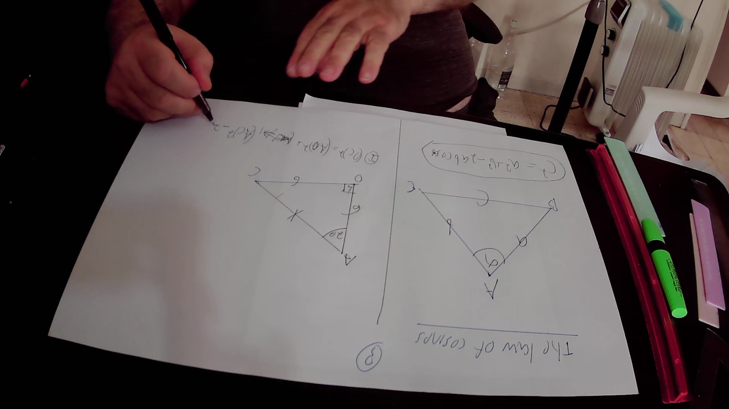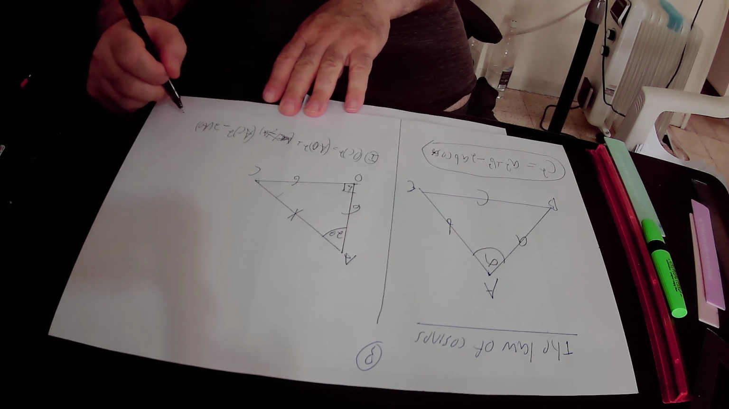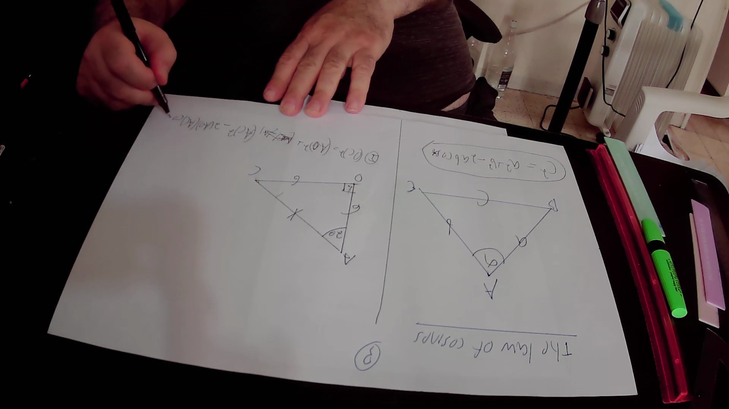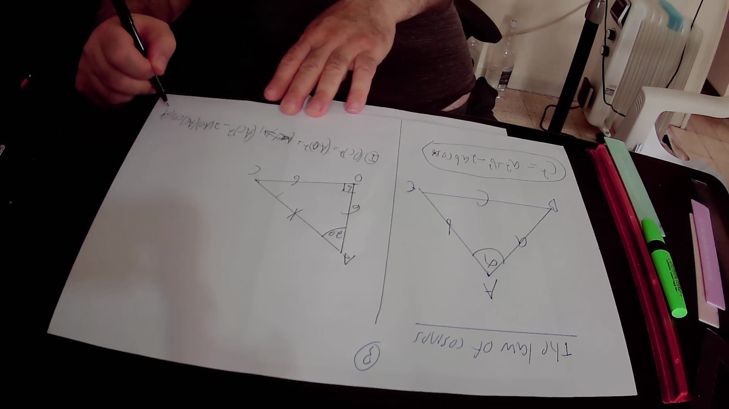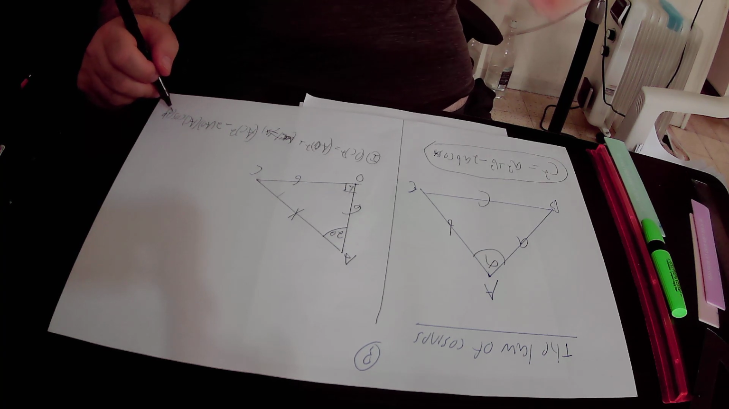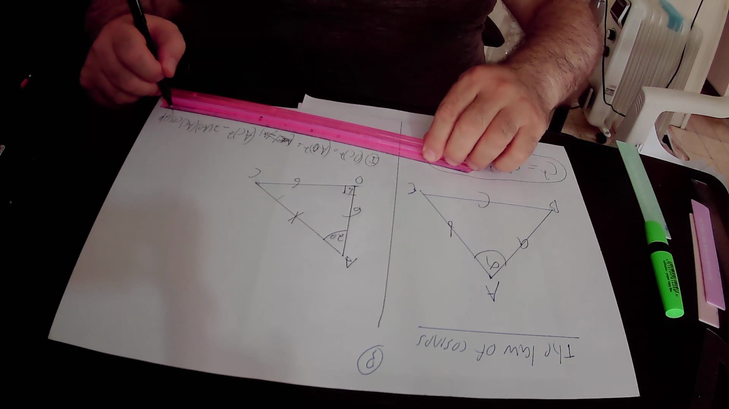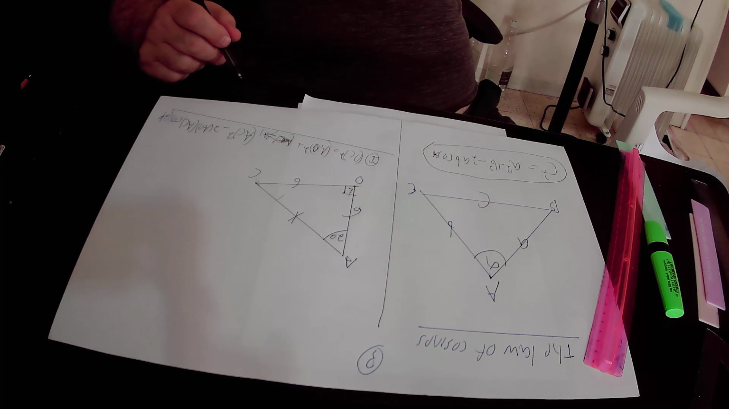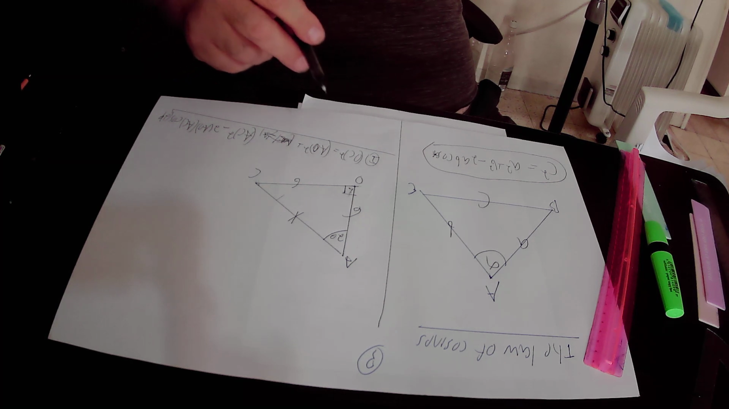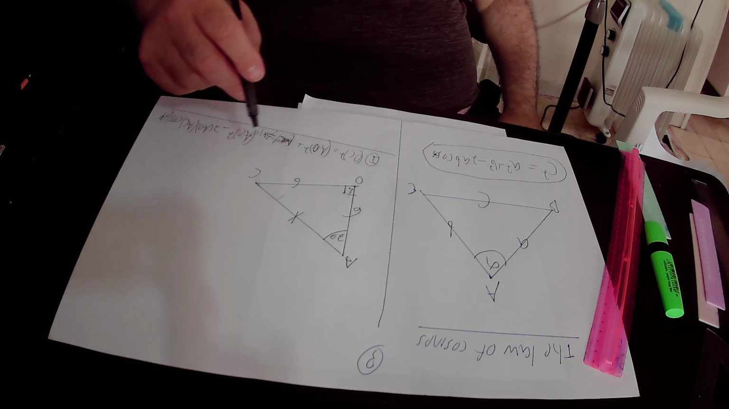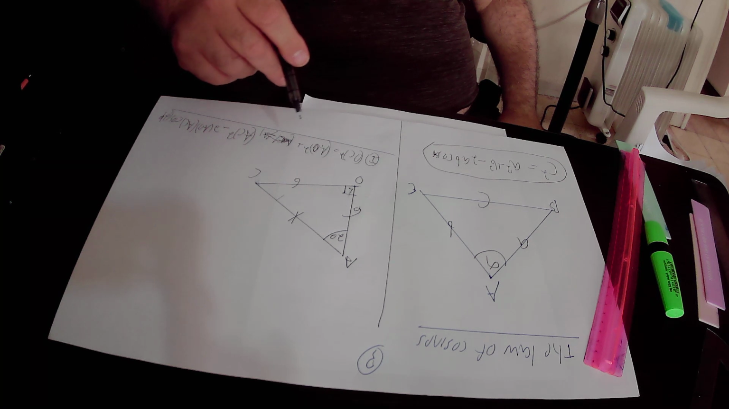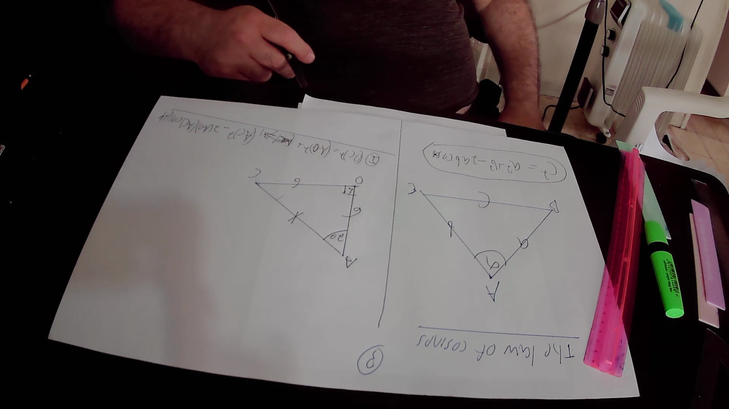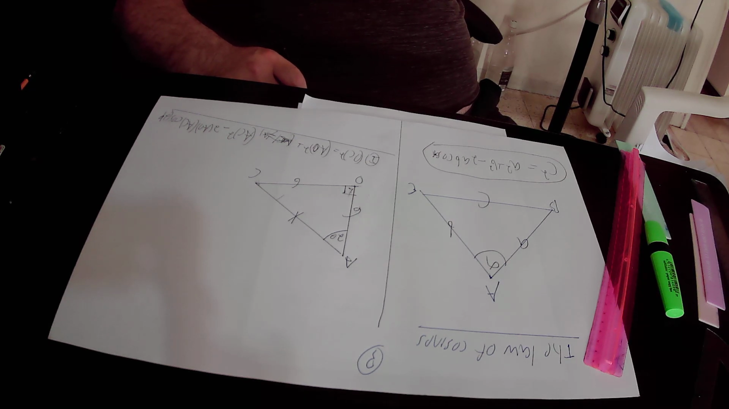minus 2 times AO times AC times cosine 2 theta. So I repeat again on equation number 1. According to the law of cosines in this triangle AOC, we get that OC squared equals AO squared plus AC squared minus 2 times AO times AC times cosine 2 theta. Okay.